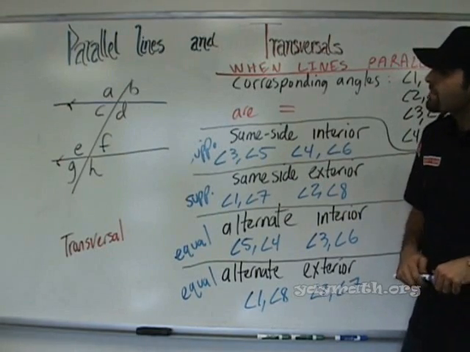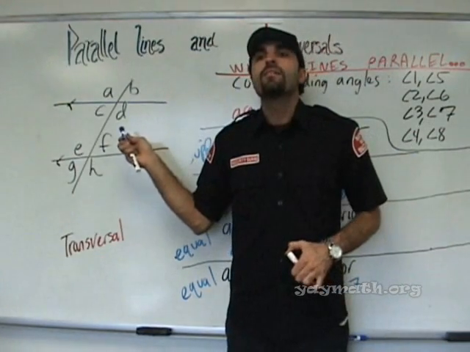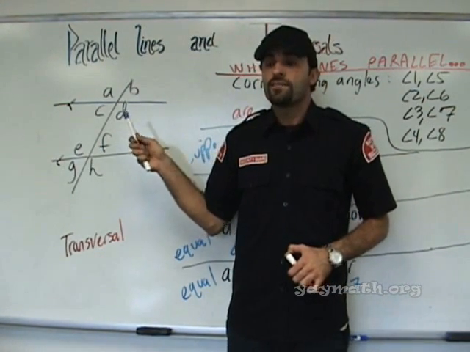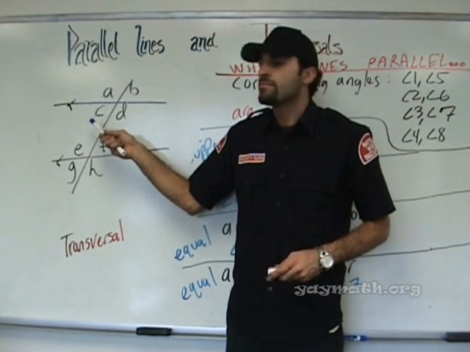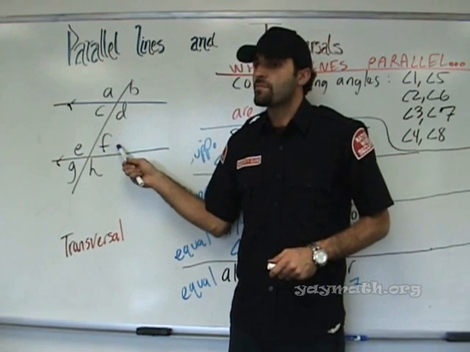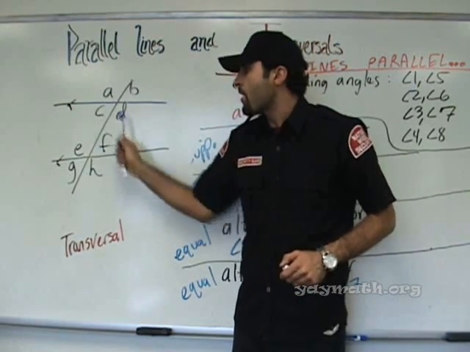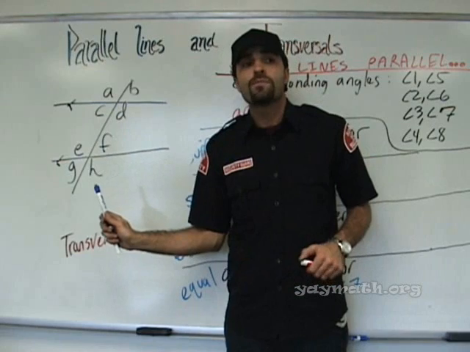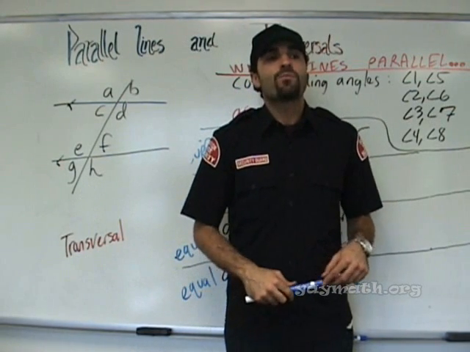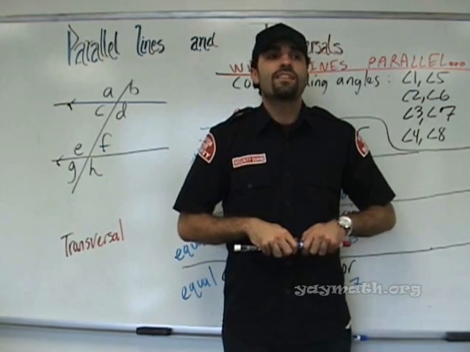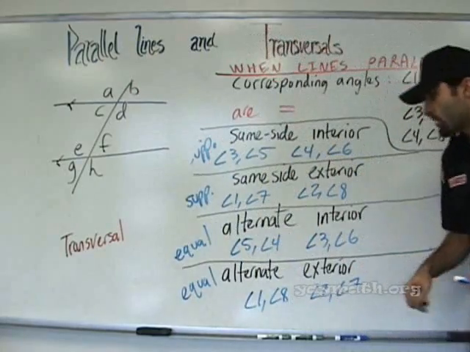Okay, what about C and F? C and F are what here? Alternate interior. And now eyeball it. Angle C, is it acute or obtuse? Acute. F, acute or obtuse? Acute. So alternate interior, both of them are acute. We can thus assume that they are equal. If they're both acute, can they add up to 180? No. So C and F are equal. Alternate interior are equal.